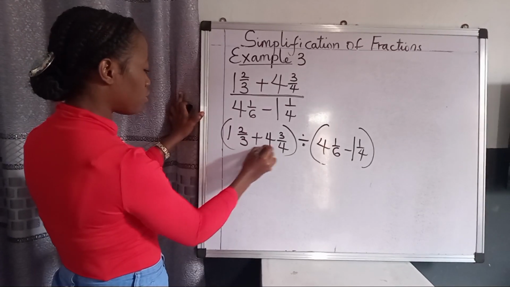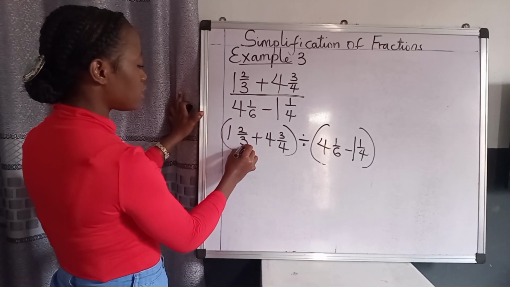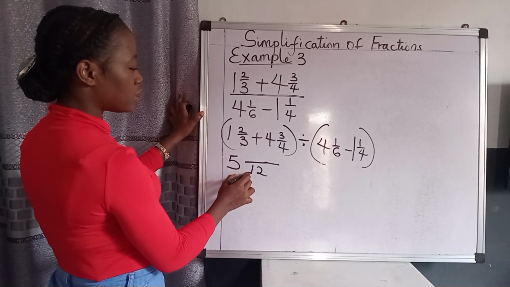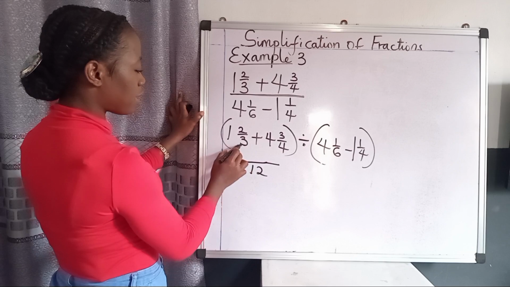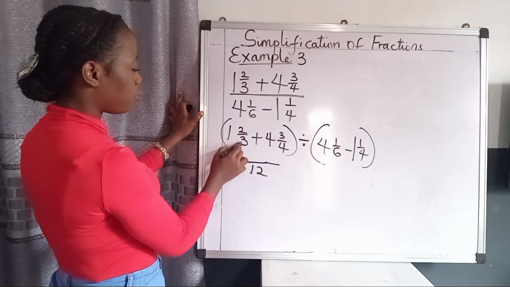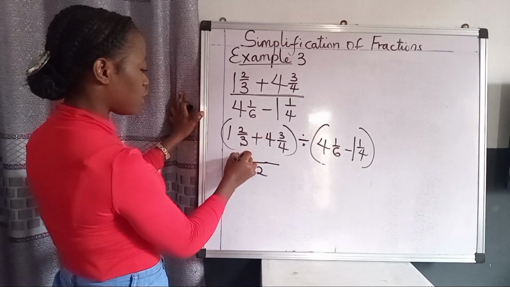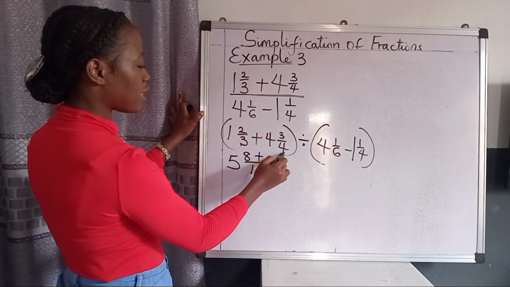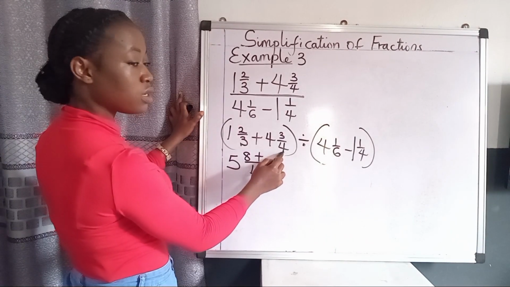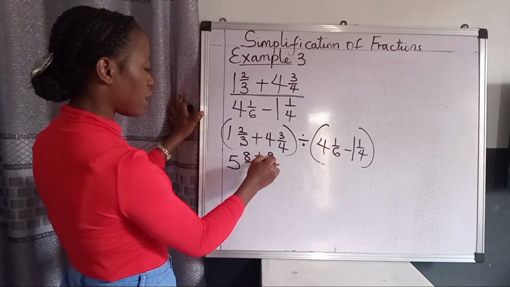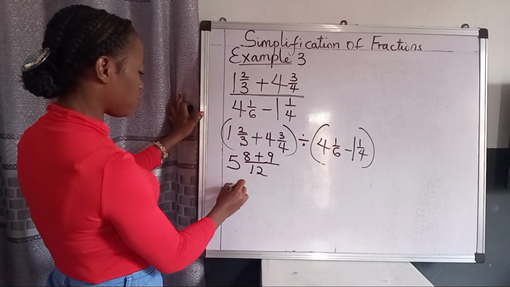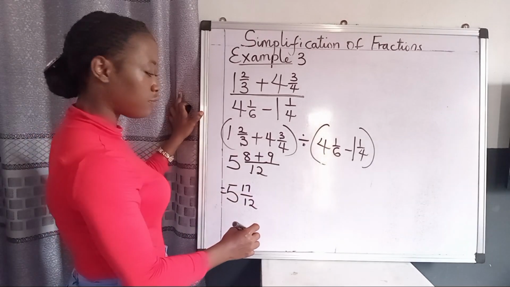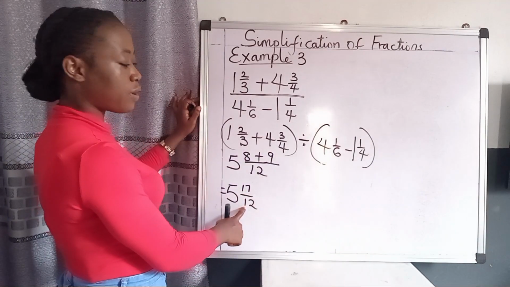1 whole number plus 4 whole number will give me 5 whole number. LCM of 3 and 4 is 12. Now 3 in 12 is 4, 12 divided by 3 is 4. 4 times 2 will give you 8, plus 4 in 12, that is 12 divided by 4, which is 3. 3 times 3 is 9. Now I'm going to have 8 plus 9 is 17. 17 over 12. Now 17 over 12 is an improper fraction.